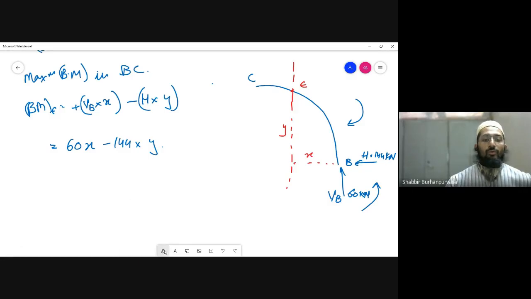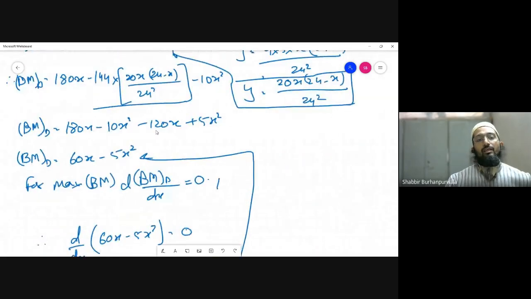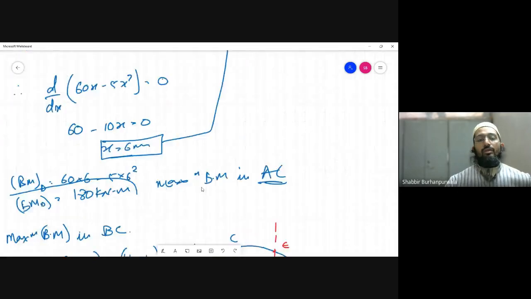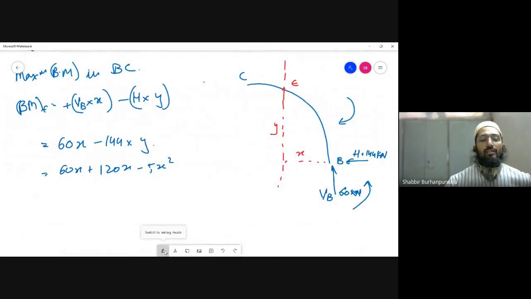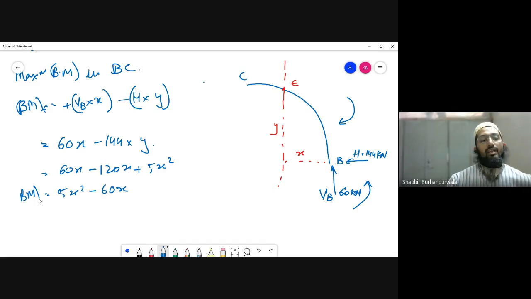So this 144 into y can be written as 60x minus, in brackets, 120x plus 5x square. So minus 120x plus 5x square, plus 60, this is going to give us 5x square minus 60x. This is the bending moment at E.